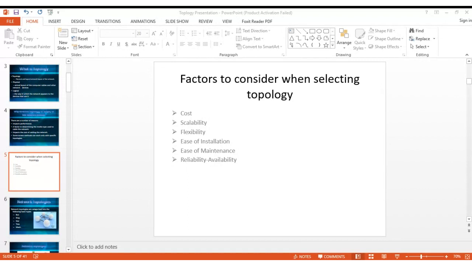Then there is maintenance cost. Remember, if there is a failure of one node within the topology, it requires some maintenance. So you have to incur the maintenance cost during the repair, or diagnosing the problems. That is what you call the cost.